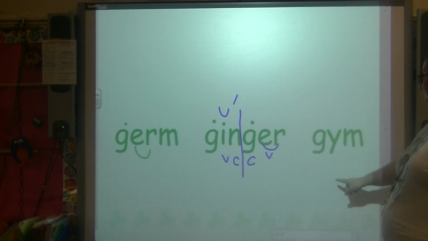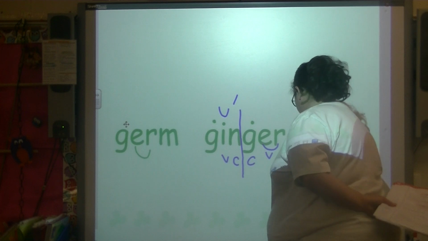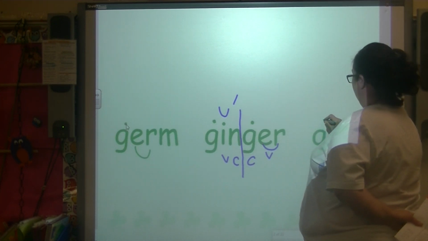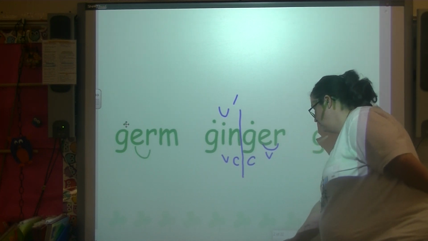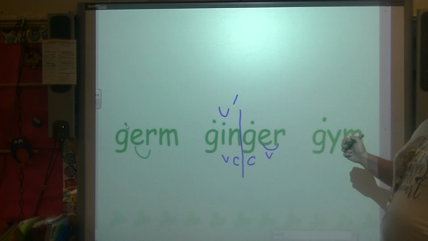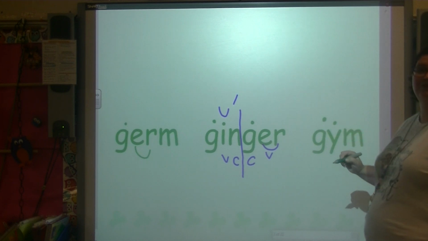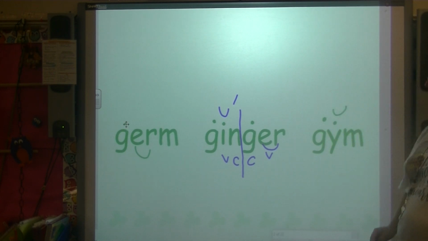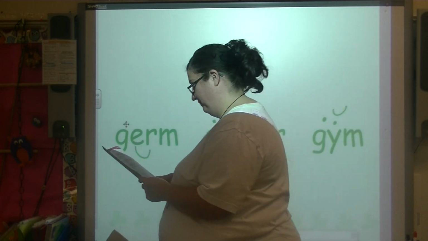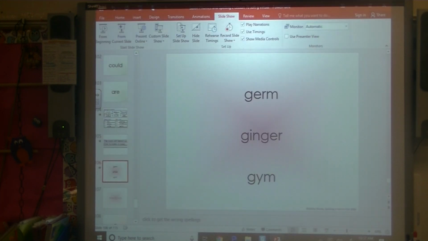All right, the next one, we have G followed by Y. It makes the J sound. All right, gym, J-E. Vowel Y, but it's making the what sound? Short I. All right, and that's how we code it. All right, so let's look at our new cards for today.